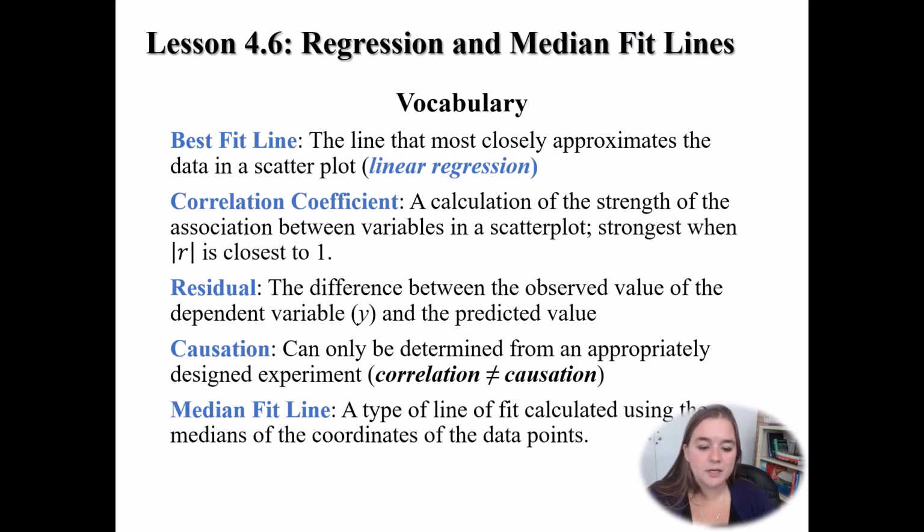We also have the idea of causation. Causation can only be determined from an appropriately designed experiment. Our correlation, even if we have a super strong correlation, that doesn't mean we have causation. Causation tells us that the independent variable caused the change in the dependent variable, whereas correlation just shows us that they are related strongly. The last vocab term for today is a median fit line, which is a type of line of fit calculated using the medians of the coordinates of the data points. And so we're going to practice these fit lines using Desmos, using a graphing calculator.